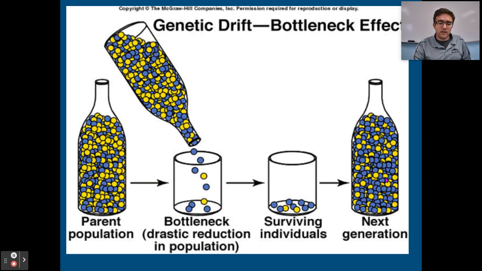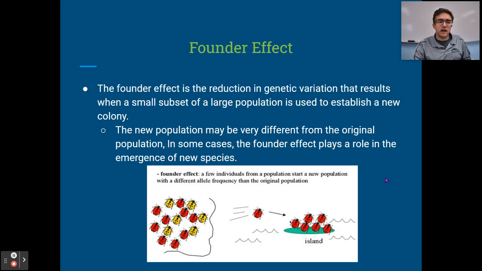So the second way that genetic drift can happen is through the founder effect. The founder effect is still the same concept. We reduce the genetic variation, but it's because a very small number of a larger population is used to establish a new colony, a new group of organisms somewhere else.